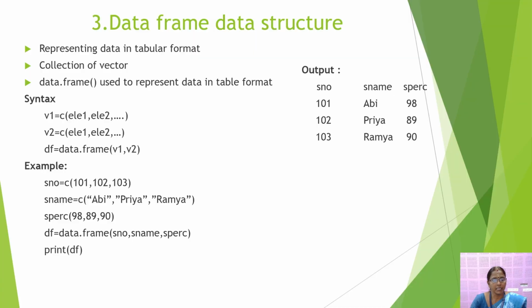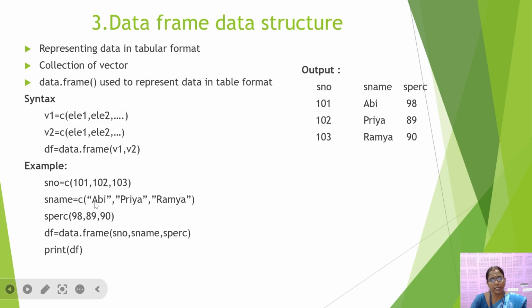The first vector is student number. Here student number can be represented in vector format: 101, 102, 103 is a student number. S name, the student name, can be represented again in vector format. Abhi, Priya, Ramya, all those names can be represented in vector format. Student percentage 98, 89, 90. So here we take S number in one vector, S name in another vector, second vector, S percentage in third vector.